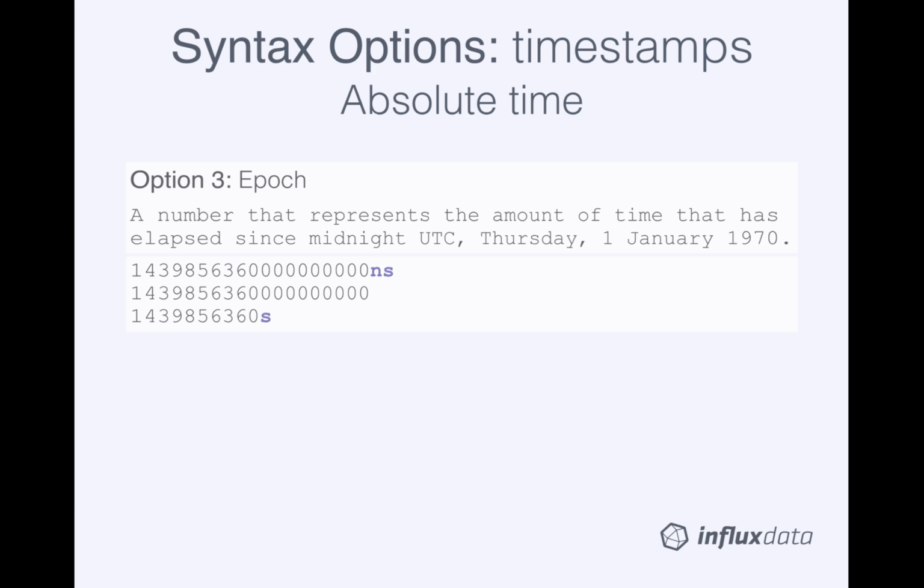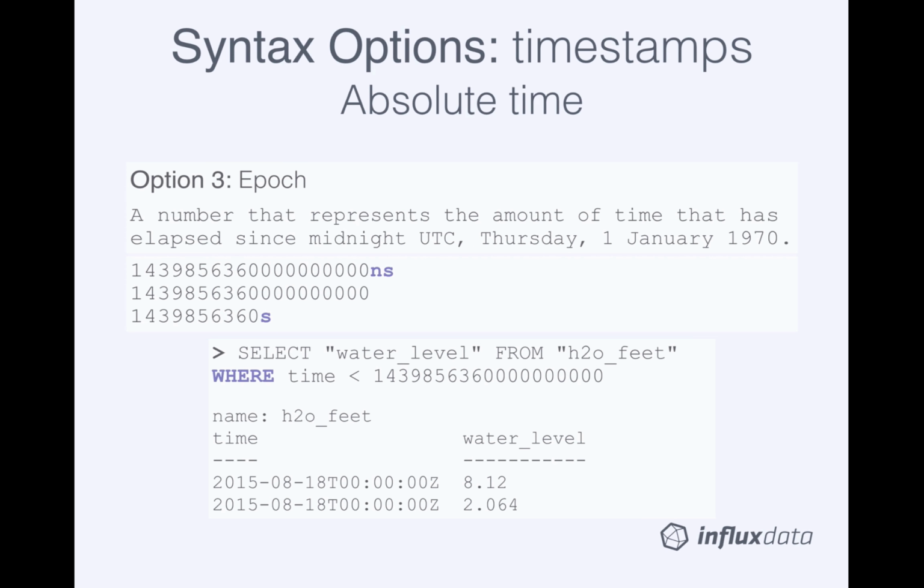The last example is a second precision timestamp, so this one indicates the number of seconds that have passed since January 1st, 1970. It's important to note that if you forget that S duration literal, InfluxDB will assume that the timestamp is in nanoseconds. That means InfluxDB will query data with very different timestamps. This example selects all water level values with timestamps that occur before that nanosecond timestamp.